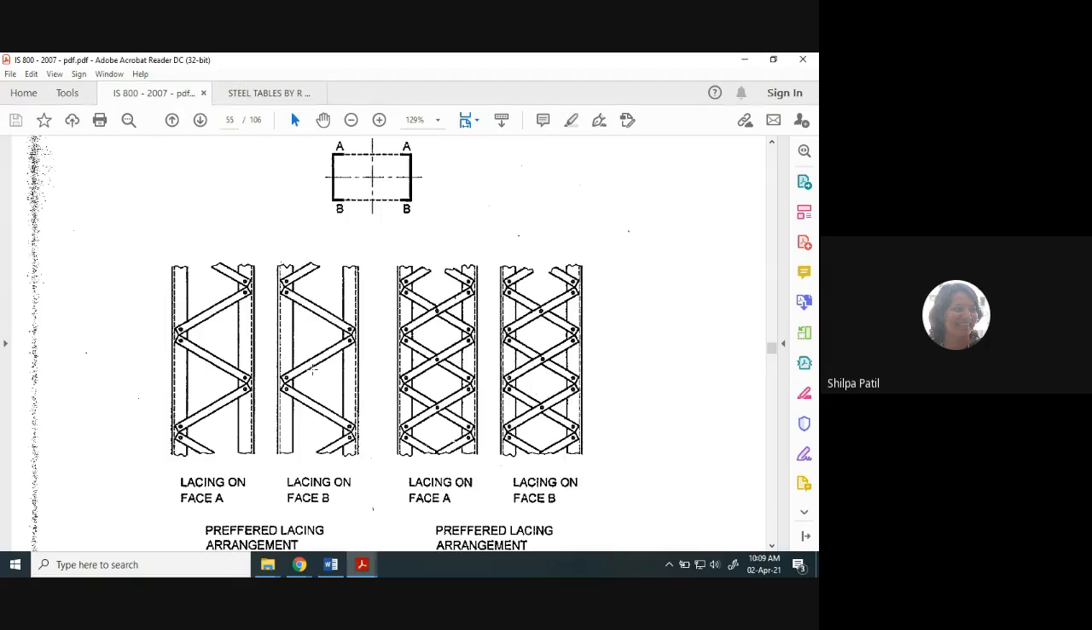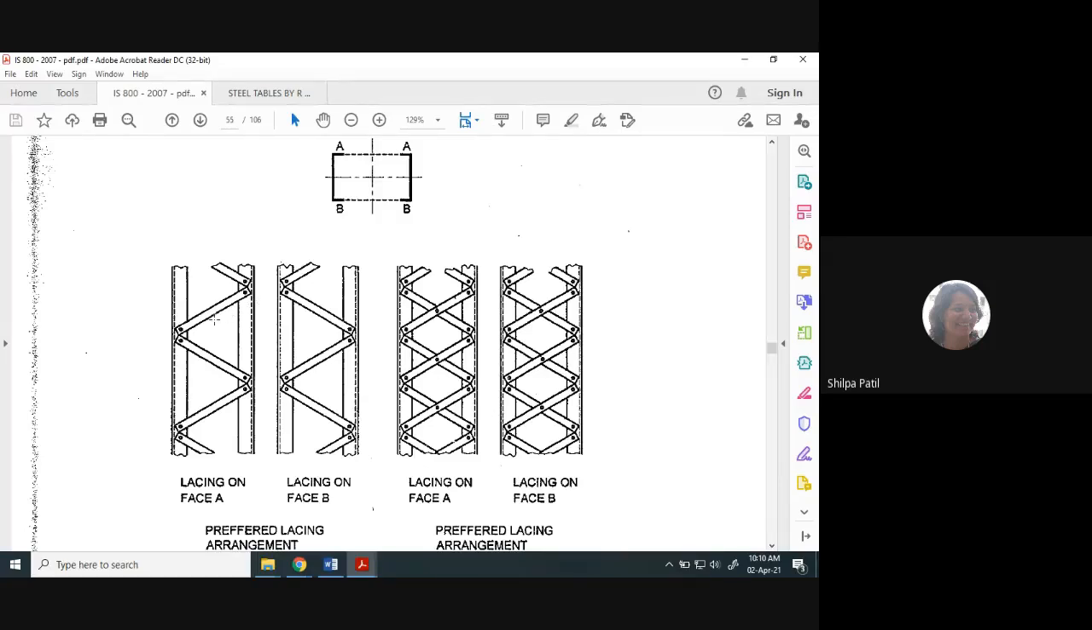Many times the force is so heavy that the single lacing system is not sufficient to connect the two columns. So instead of single, the double lacing system is provided like this. Two flats are connected to each other in a crossed direction. This is called the double lacing system.